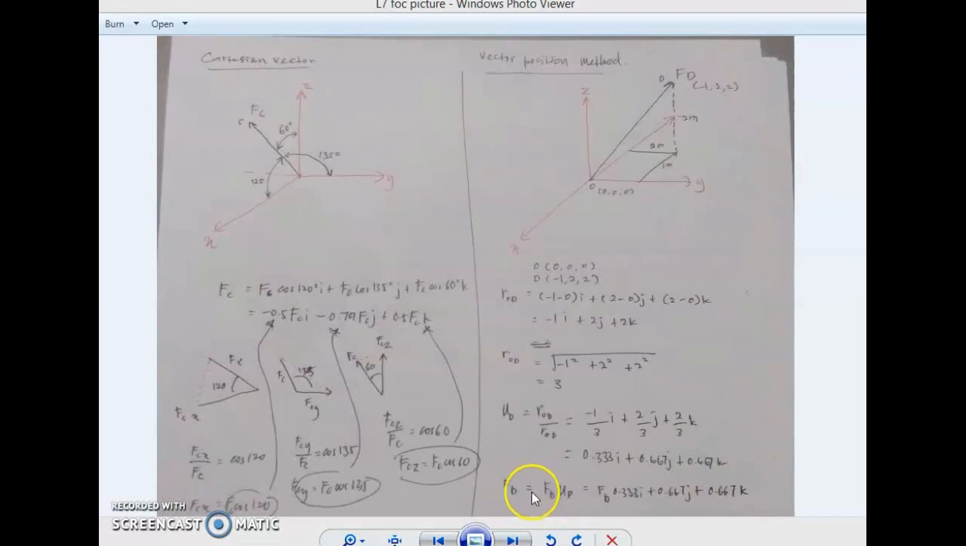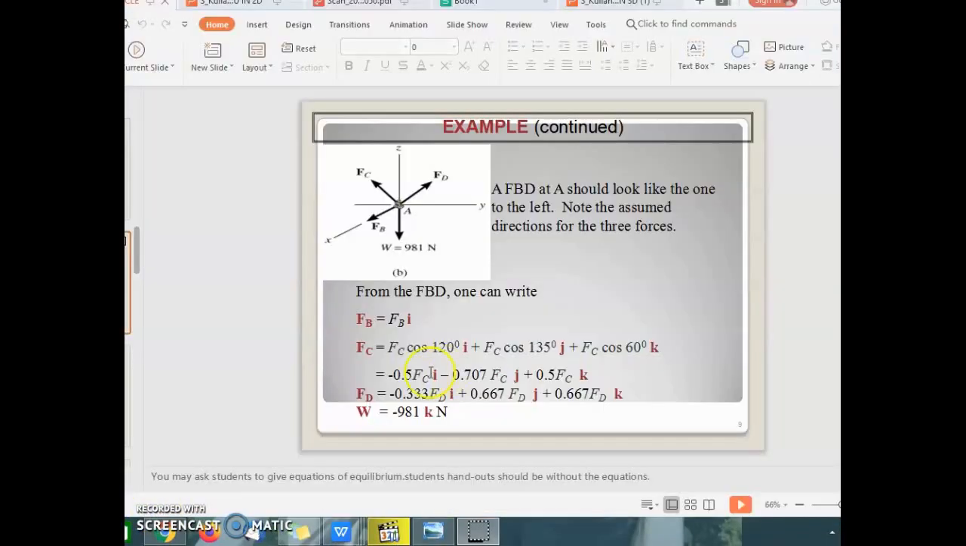So just simply multiply the FD with the unit vector, so it becomes like this. So your FD will become like this. So you already have the forces FC and FD in Cartesian vector form, ijk.